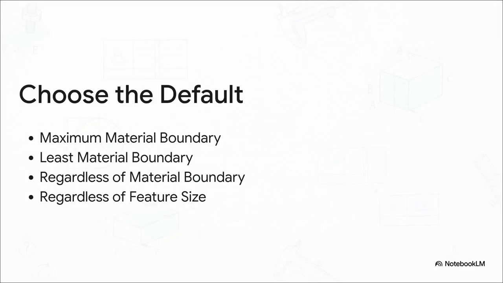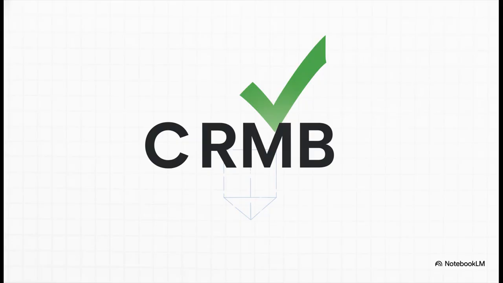Are we looking at A, maximum material boundary, B, least material boundary, C, regardless of material boundary, or D, regardless of feature size? Go ahead and pause this explainer right now. Think back to Section 5 of the standard and lock in your answer. And we're back. The correct answer is C, regardless of material boundary, or RMB.